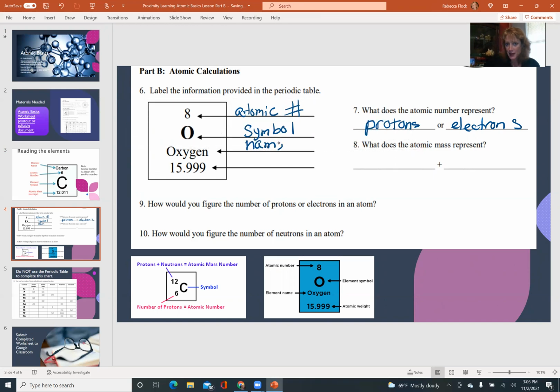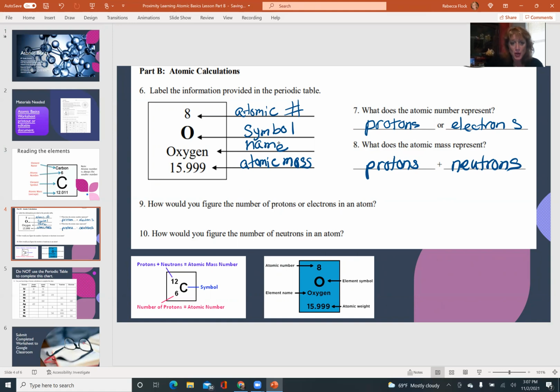And this one right here, this 15.99, that is our atomic mass. So that is the number of protons plus the number of neutrons added together. So atomic mass, because all of the mass of an atom is in that nucleus, and that's where the protons and neutrons are. So what does the atomic mass represent? Yeah, protons plus neutrons, because the electrons really don't weigh anything.